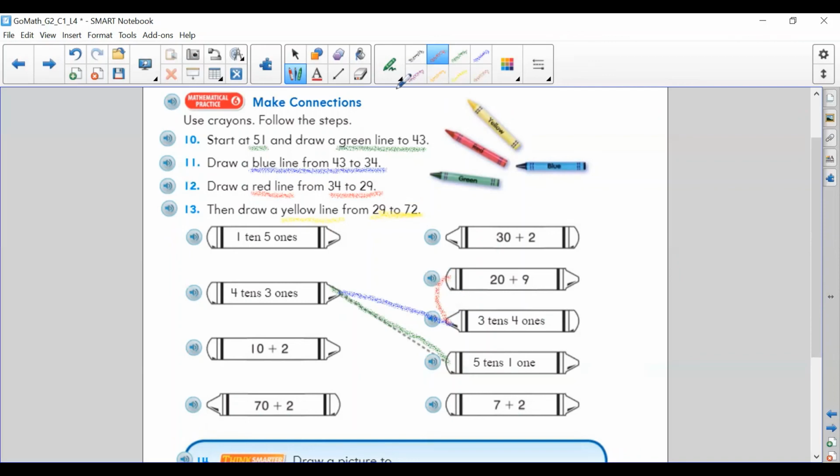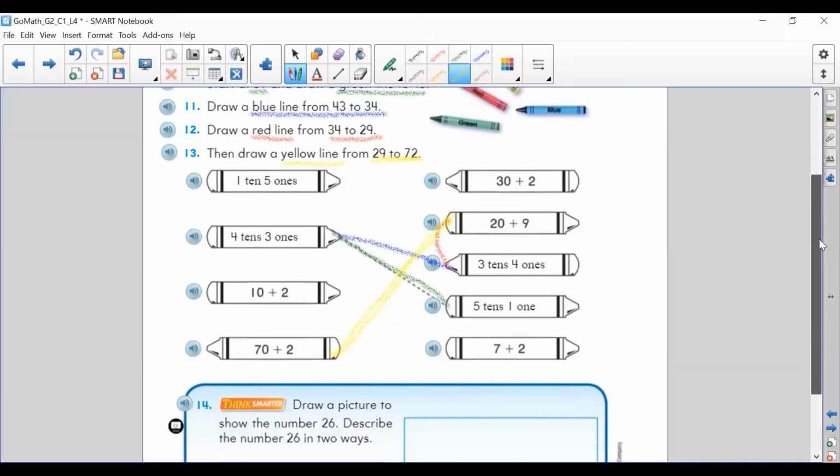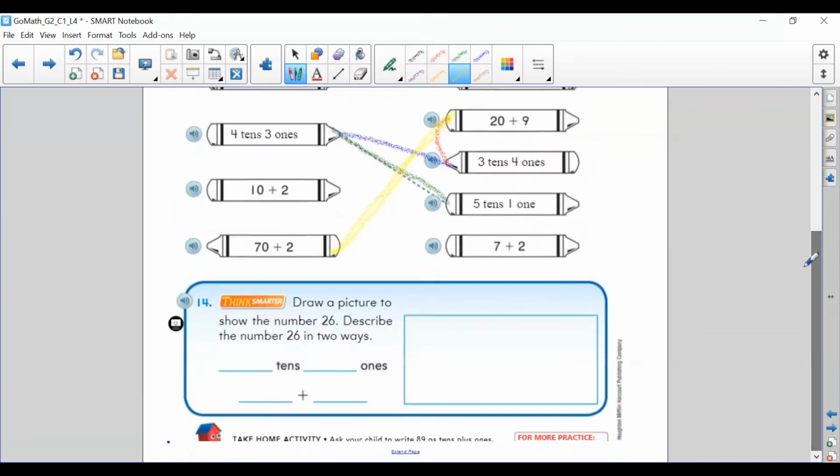And so for the last one, we want to grab our yellow crayon right there. We want to draw a yellow line from 29, right where we left off, to 72. Do you see 70 plus 2? Oh, there it is. Now we wouldn't want to choose 7 plus 2 because that would be 9. And we're looking for 72. So 70 plus 2 is 72. So there's our yellow line. So hopefully your drawing looks like that too.